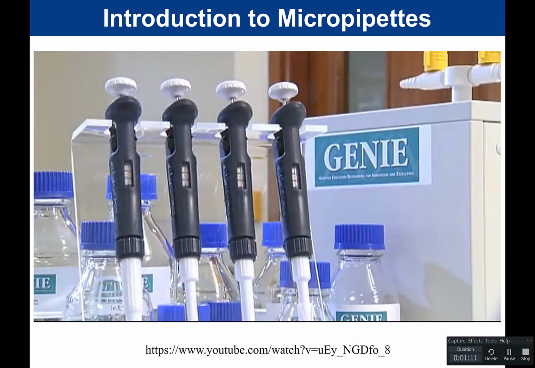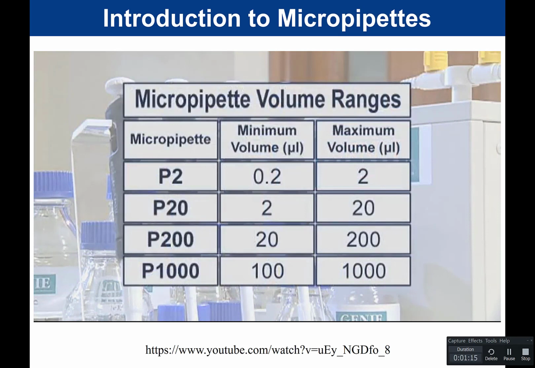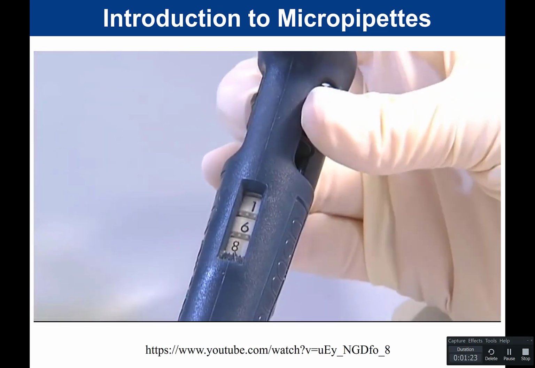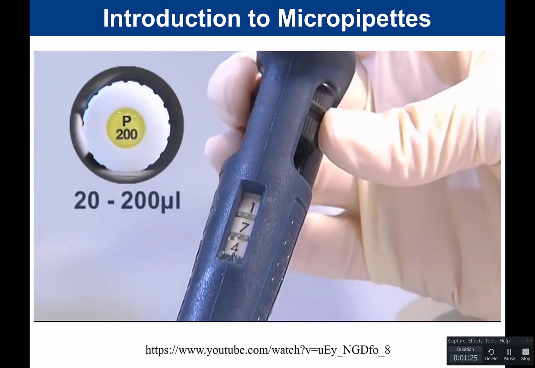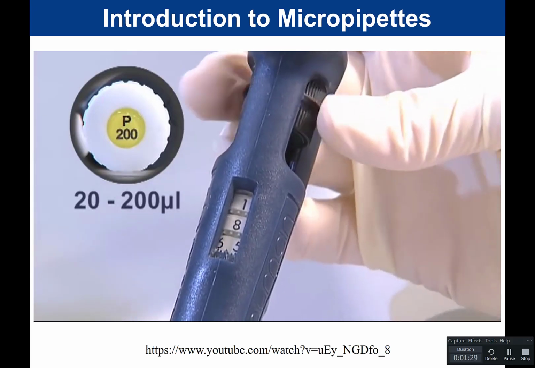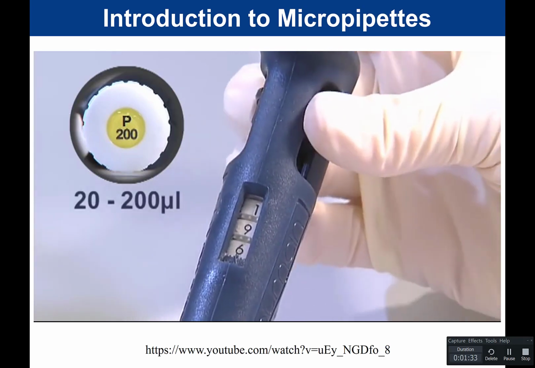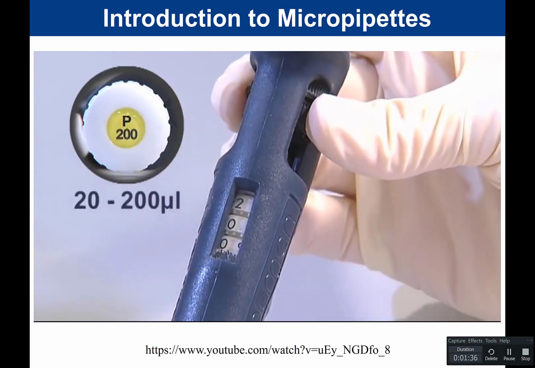A pipette is an expensive precision instrument. Improper use will damage the pipette, so correct use is essential. You should never use a pipette to measure volumes outside of its range. For example, using a P200 to pipette lower volumes such as 10 microliters or higher volumes such as 250 microliters will result in inaccurate volume measurements and will damage the internal mechanism of the pipette.